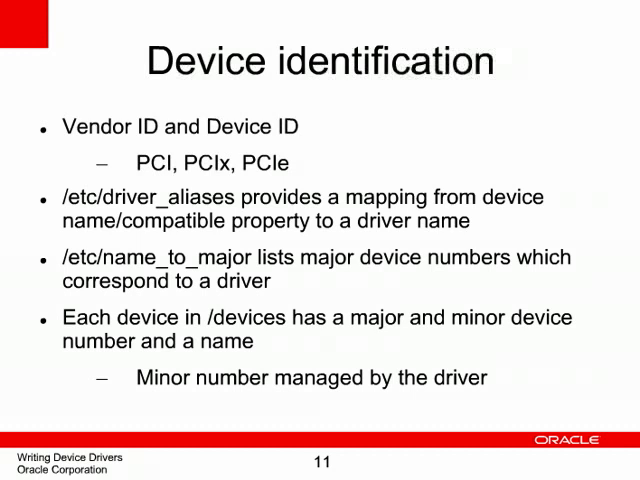There's an association between those device compatible properties or device IDs and a driver name, and you can examine that in /etc/driver_aliases. I want to caution you not to edit driver_aliases by hand, but to use the utilities that we provide, add_drv, update_drv, and rem_drv, to modify driver aliases. There's also a file, name_to_major, that maps the name of the device driver to the major number.